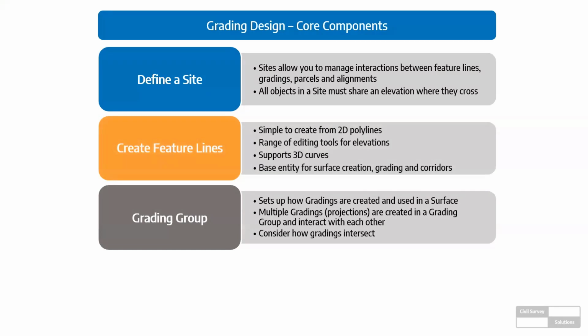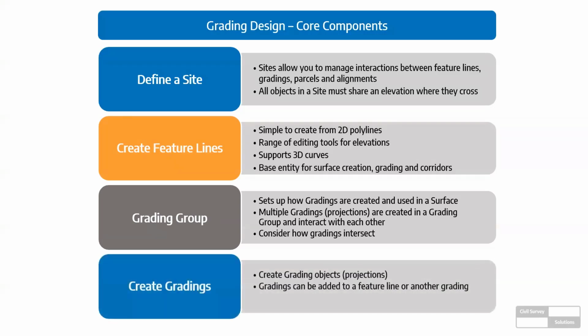If you want to go and do grading, you create a grading group, and the idea of the grading group is to basically say how the gradings are going to be used to build a surface in particular. And lastly, you would go ahead and create gradings. So every time you create a grading in Civil 3D, you're essentially building a solid, and that solid is the grading object, and you can see that in 3D.